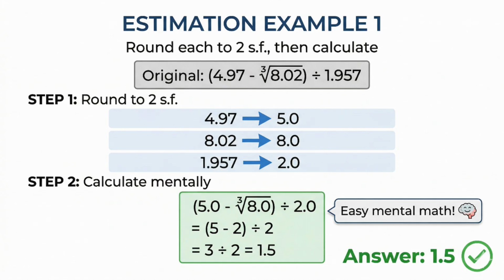Let's work through an example. We want to estimate 4.97 minus the cube root of 8.02, all divided by 1.957. The question says round each number to 2 significant figures. Step 1. 4.97 becomes 5.0. 8.02 becomes 8.0. 1.957 becomes 2.0. Step 2. Rewrite the expression with these simple numbers. Step 3. Calculate in your head. The cube root of 8 is 2. 5 minus 2 is 3. 3 divided by 2 is 1.5. Done. Our estimated answer is 1.5. No calculator needed, and it took about 10 seconds.